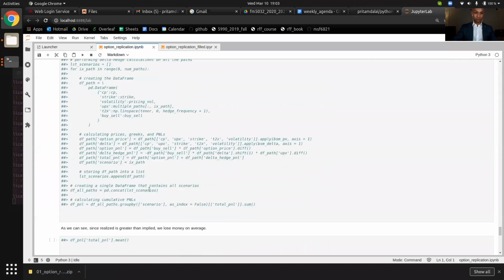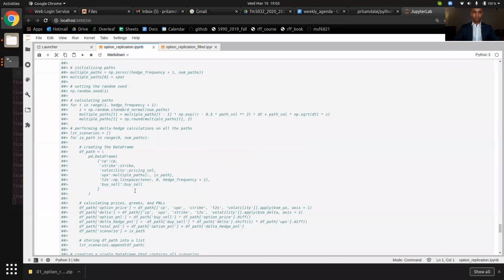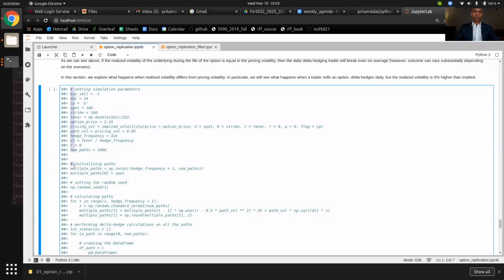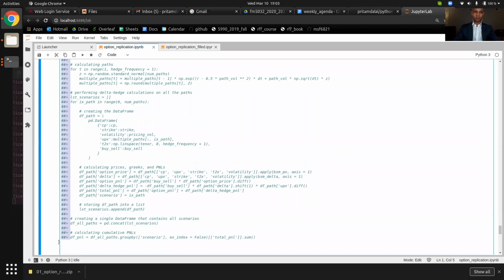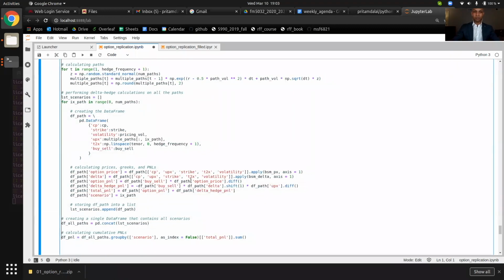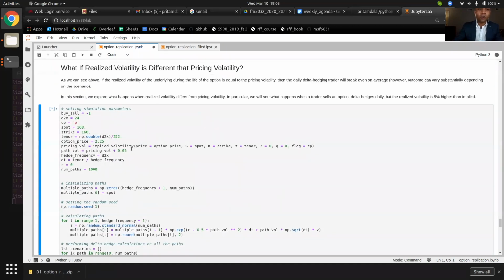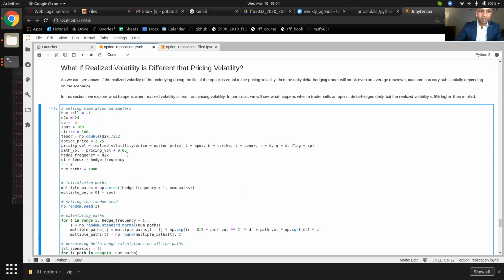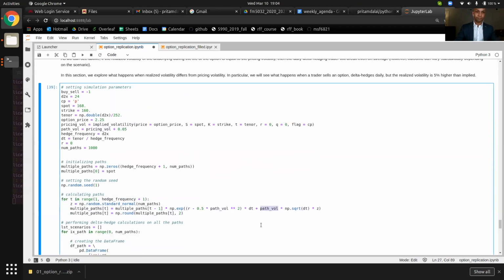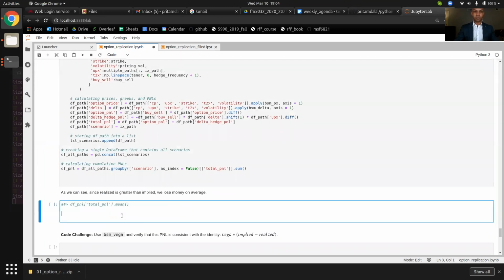So that's what this huge chunk of code does, which is basically all the code that we have above. So I'm just going to run it. And notice right here, we have our pricing volatility, but the path volatility is now the pricing volatility plus 5%. And this path volatility is what ends up down here for actually generating the paths. All right, great. So let's just check.